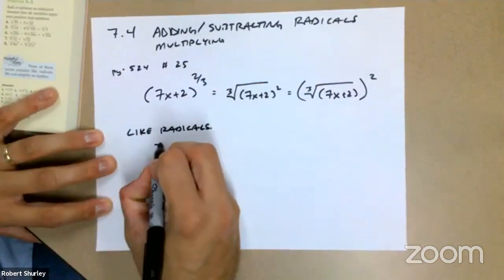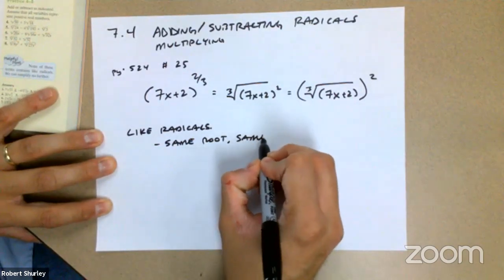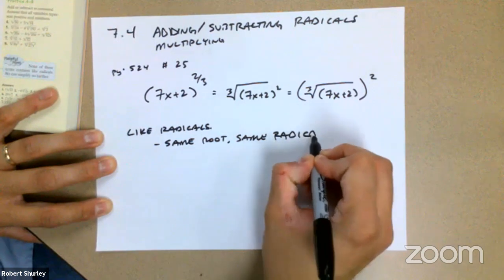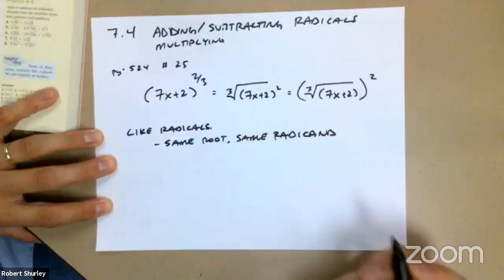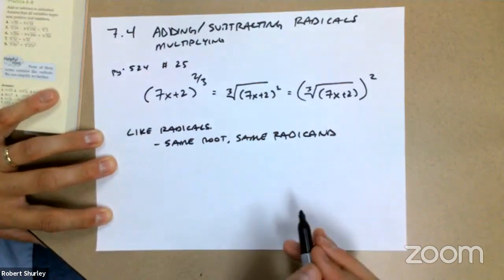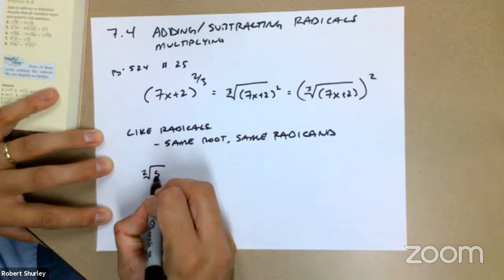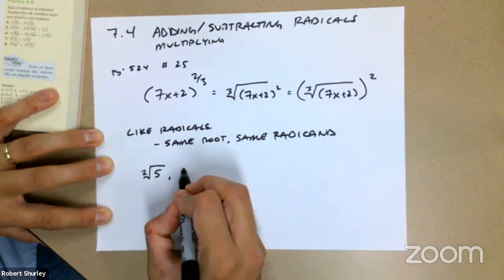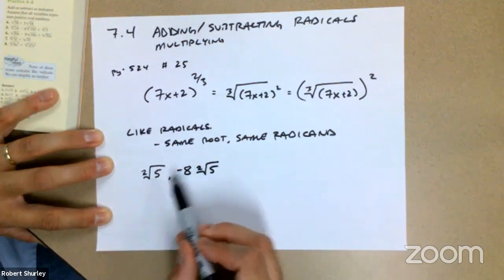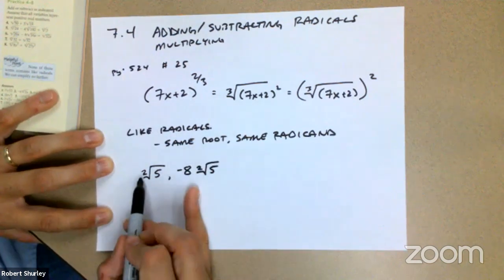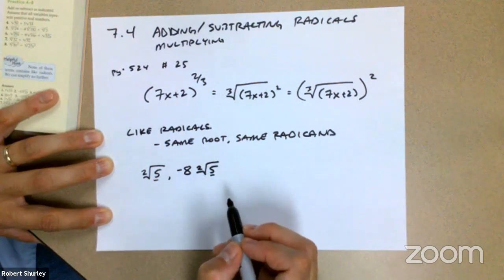So a like radical has the same root and the same radicand. Okay, that's same root and same radicand. I'm going to jot down some examples of like radicals, like the square root of 5 and -8 square root of 5. These are examples of like radicals, right? We've got the same root, 2, and the same radicand, 5.